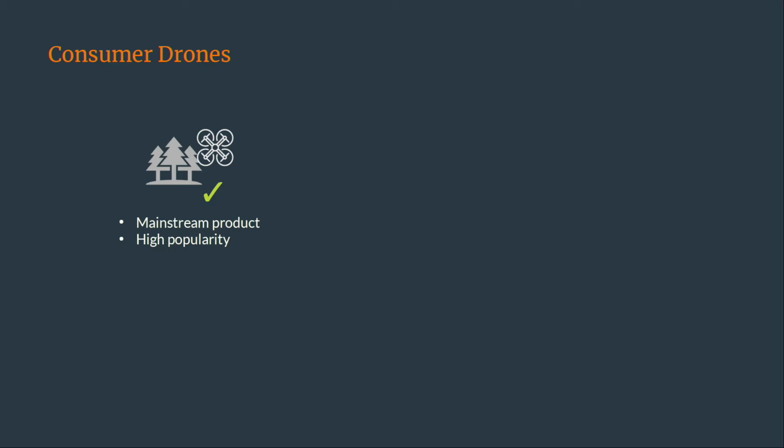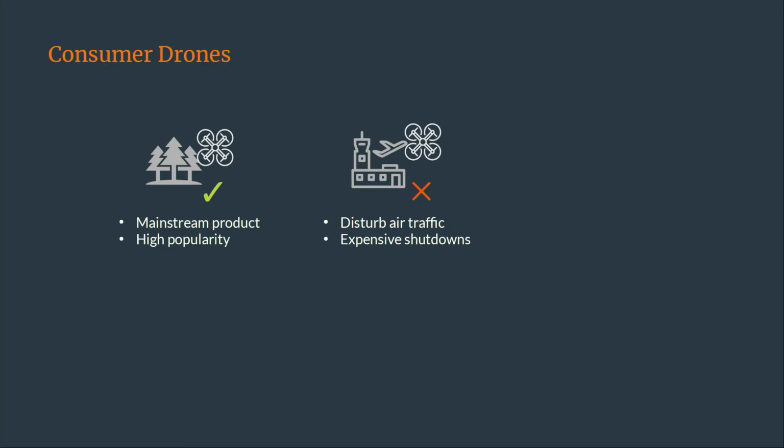Consumer drones are a mainstream product, so you can buy them everywhere, and you can fly around and have fun with them, take cool pictures and videos. And they have a really high popularity today. But you can also use your drone to fly near an airport, for example, which mostly disturbs the air traffic and which leads to expensive shutdowns.